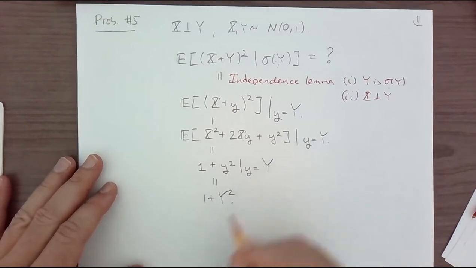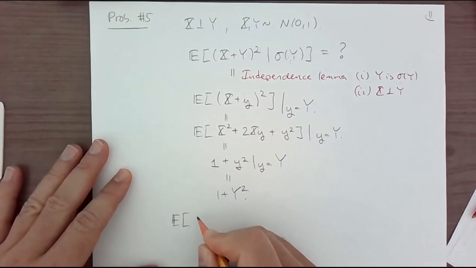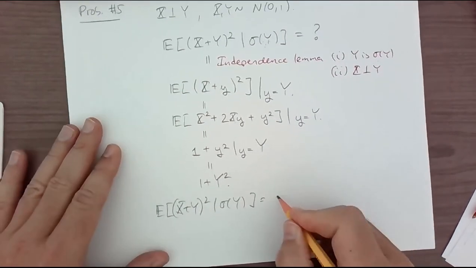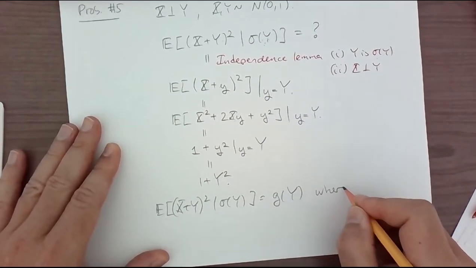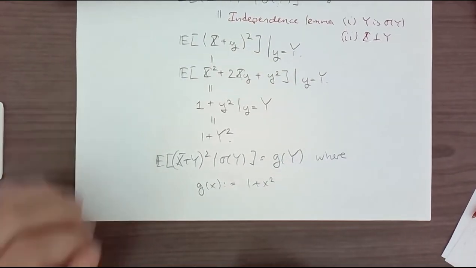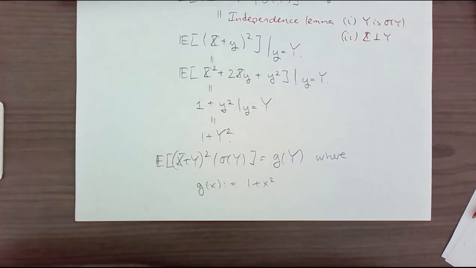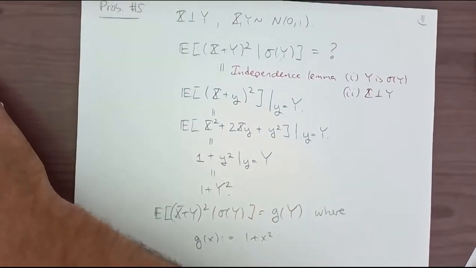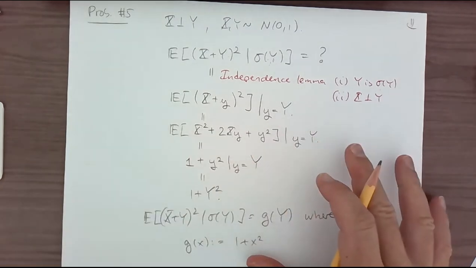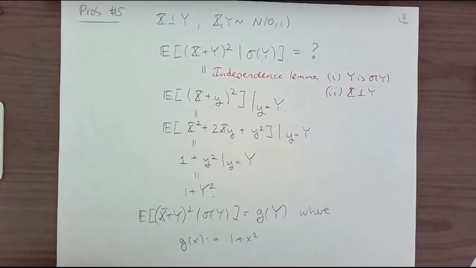Can we follow this one? So this expectation of (X + Y) squared given Y is a function g of Y, where g of y is 1 plus y squared. Are there any questions on this calculation?